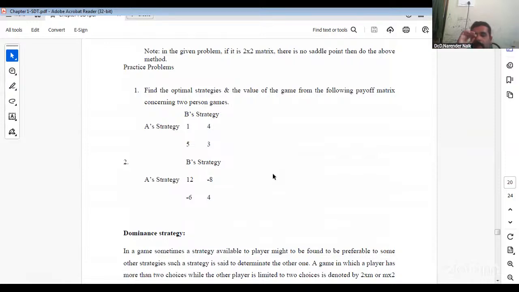See, these are the practice problems. Find the optimal strategies and the value of the game for the following pair of matrix concerning two-person games. It is B strategy and A strategy. 1, 4, 5, 3. Okay, 1, 4, 5, 3. Then B strategy is 12, 8, then minus 6, then 4. Okay.